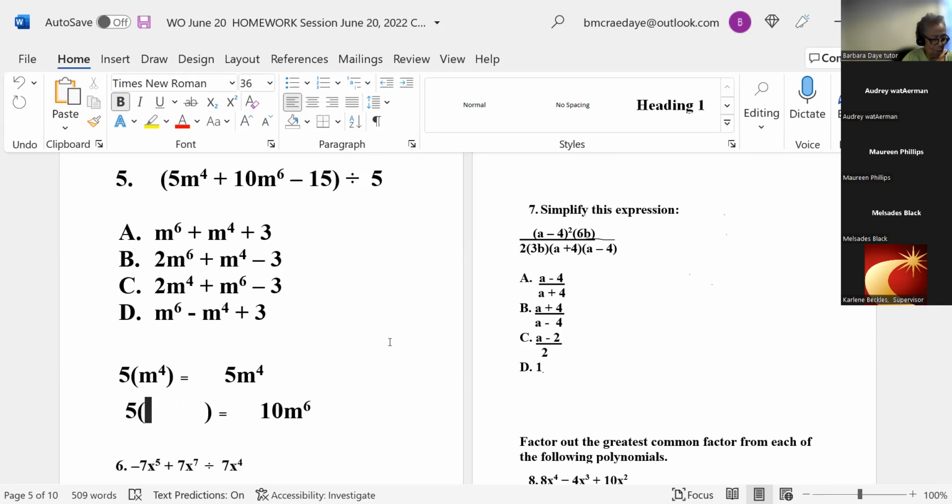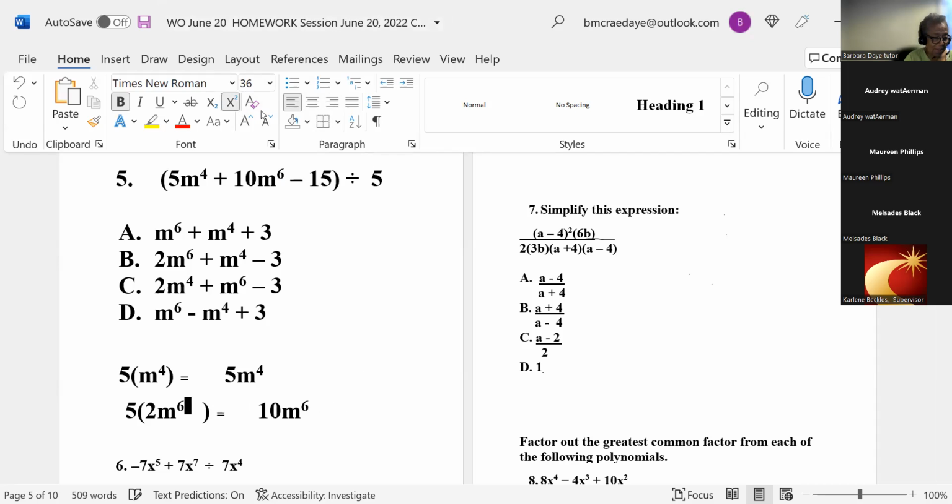2. 2, and then what's the variable? m, what would m be? 4. No, I'm getting m to the 6. Oh. So yeah, that'd be m to the 6. That's right. Okay. m to the 6. There we go. And let's just bring that.